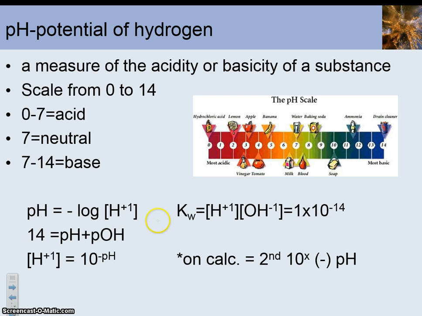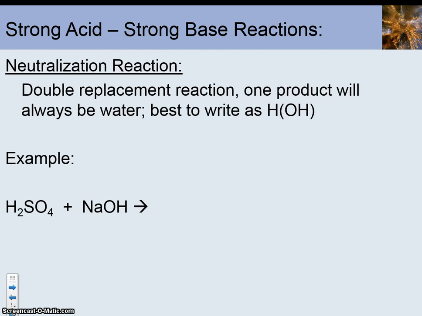We're going to use these in class to see how we can calculate pHs from concentrations and concentrations from pHs and pHs from OHs and whatnot. So we'll do that tomorrow. Well, depending on when you're listening to this. So strong acids and strong bases, when they react with each other, they tend to neutralize each other.